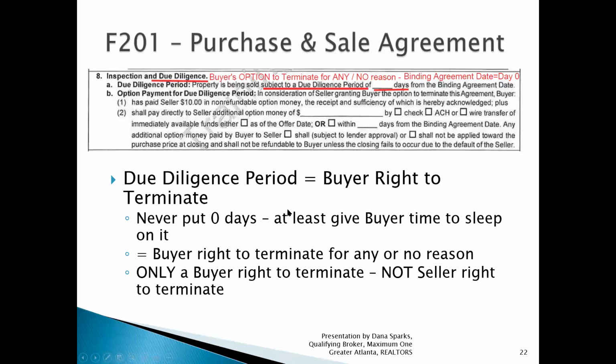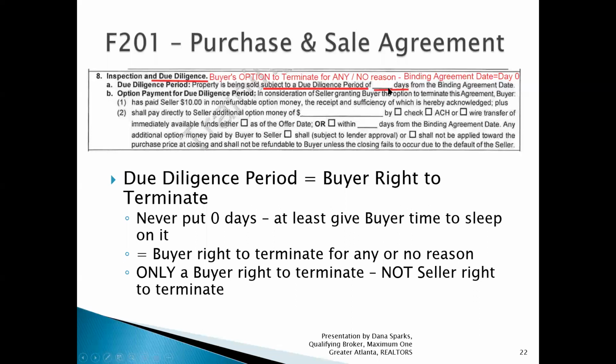Y'all, even in an extremely competitive market, I highly encourage you to never put 0 days binding agreement date, because even if a buyer has not sent in earnest money to the holder and you put in 0 days and the buyer terminates the next day, that buyer is in default and may legally be pursued not only for the earnest money, but also for commission. So even in a highly competitive market, please put in at least 1 day to give the buyer time to sleep on it.